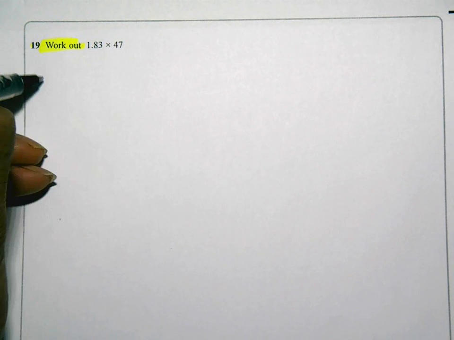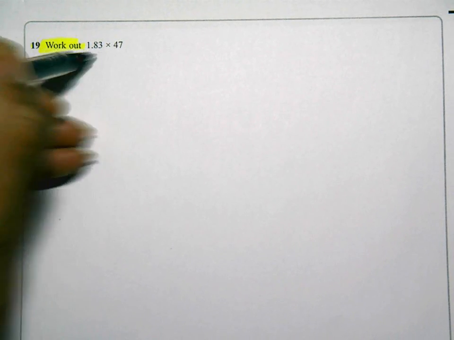Okay, here's question 19 on the Foundation Non-Calculator paper. The question quite simply says, work out 1.83 times 47. Well, for questions like this, multiplication, this is a sort of long multiplication question, I am going to, first of all, ignore the decimal point.